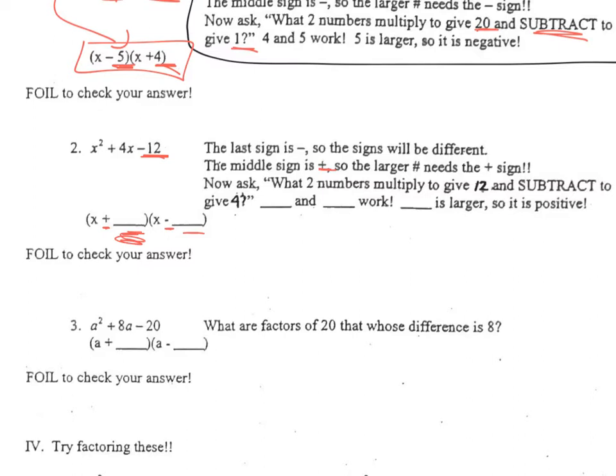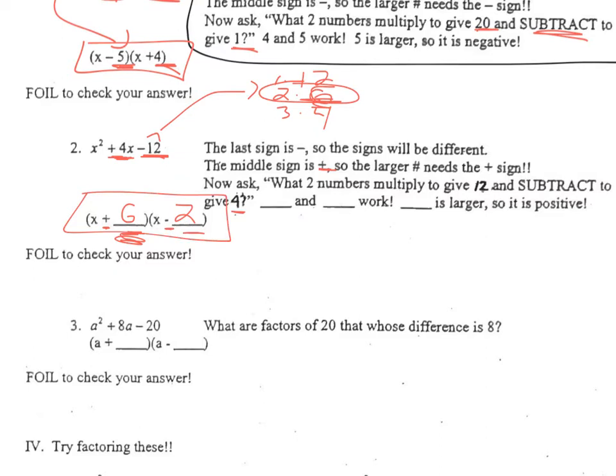So then we're asking ourselves, what two numbers multiply to give us 12, but subtract to give us 4? Well, if I list all the factors of 12, over here where I have space, I have 1 and 12, 2 and 6, and 3 and 4. Then it says subtract to give us this 4. Well, the 6 and the 2 work. Since this is positive 4, since it's a plus, the bigger number 6 is going to go with the positive. So it's going to be x plus 6, x minus 2.